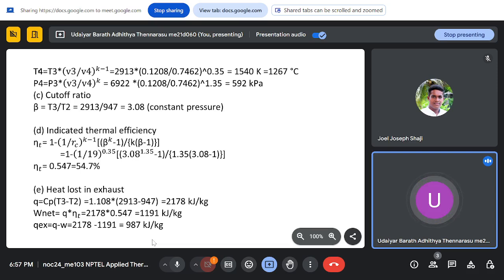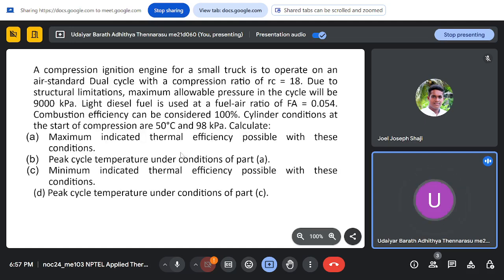So any doubts in this question? So okay, then I'll move on to the next question.